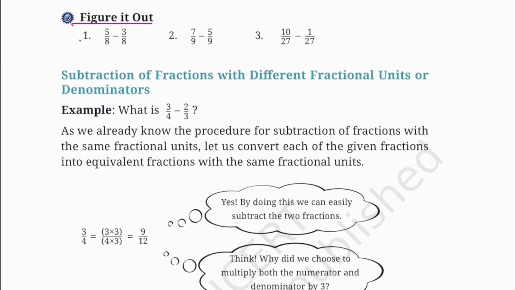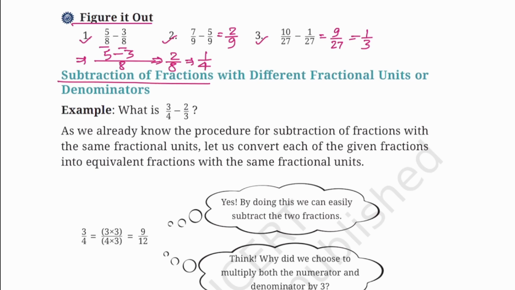Figure it out. 1. 5 upon 8 minus 3 upon 8. The answer is 2 upon 8, which can be simplified as 1 upon 4. 2. 7 upon 9 minus 5 upon 9. The answer is 2 upon 9. 3. 10 upon 27 minus 1 upon 27. That is equal to 9 upon 27, which can be written as 1 upon 3.